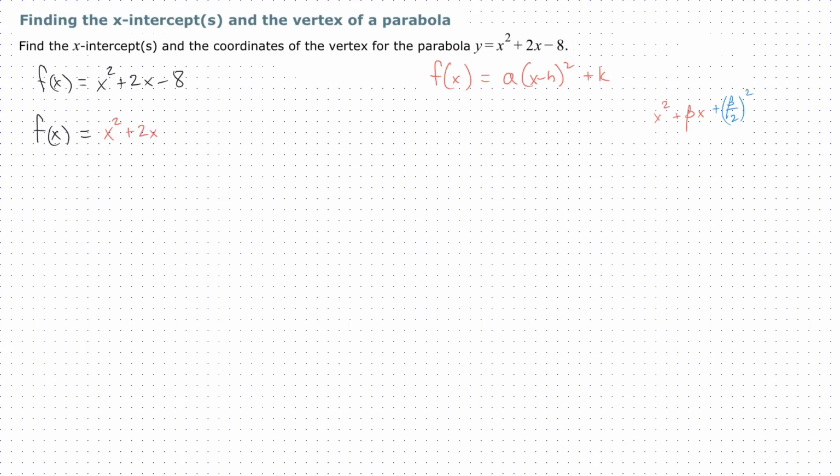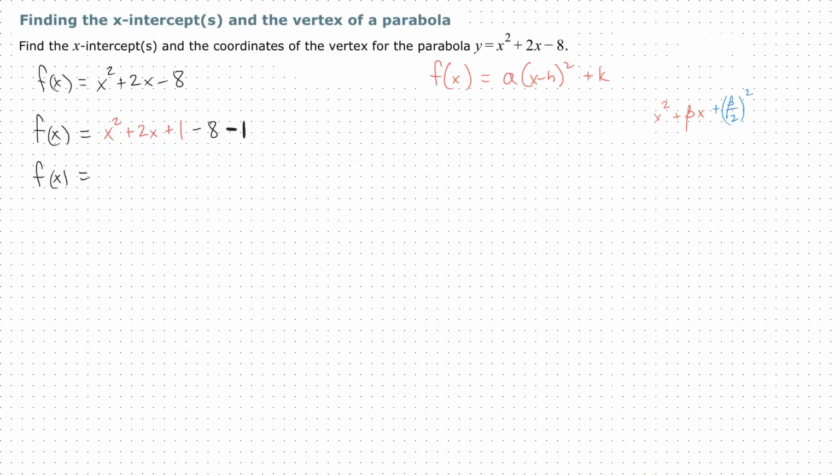Take this 2, divide by 2, we get 1, and we're going to take 1 and square it. Well, 1 squared is still 1, so we're going to add 1 here. Then we're going to take away 8. And we have to realize we can't just add 1 to the right-hand side of the expression, so instead, we're going to add 0. So how do we add 0? We take the 1 off like that, but let's write minus 1 again. There. That looks pretty. Now we're going to take f of x.